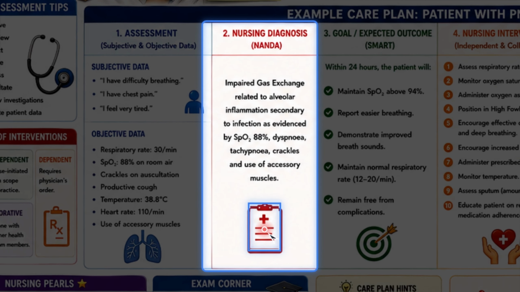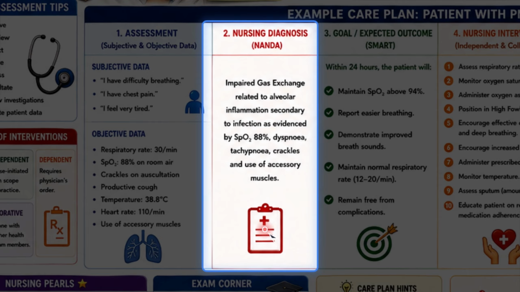The core problem is impaired gas exchange, defined as an actual excess or deficit in oxygenation and carbon dioxide elimination at the alveolar capillary membrane. Next comes the etiology, connected by the phrase related to. Here it is related to alveolar inflammation in infection. This pinpoints the pathophysiology. Infectious exudate fills the alveoli, creating a diffusion barrier.